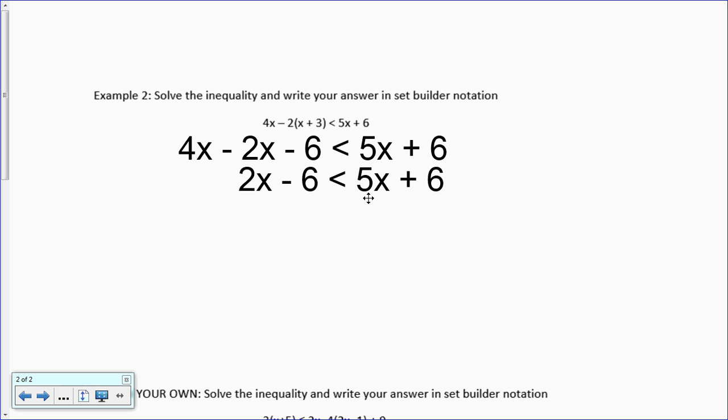Now I'm going to go ahead and get all my variables on the same side. This might be a little bit different than what you might do, and it's okay. It's not a wrong thing. It's just an order thing, and it doesn't matter the order right now.